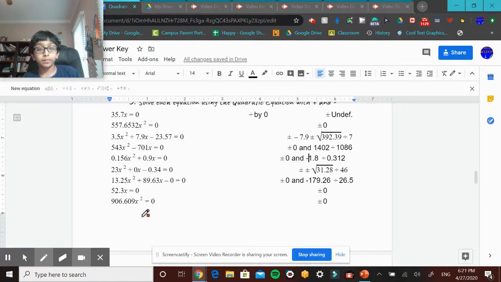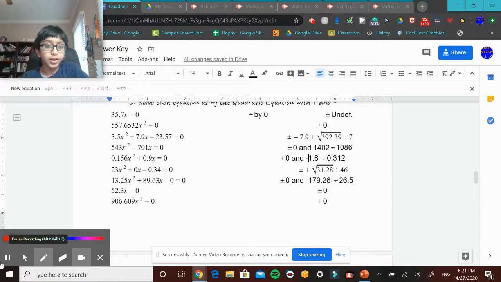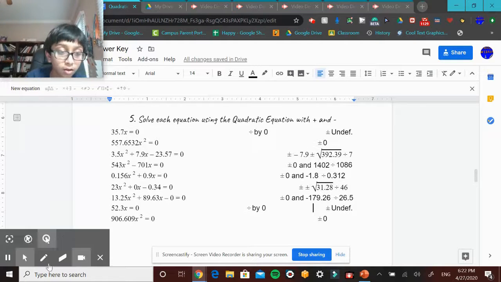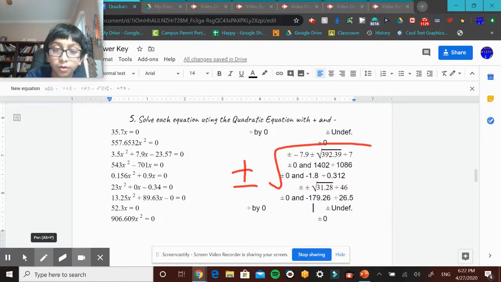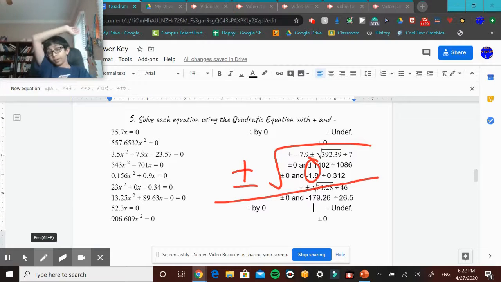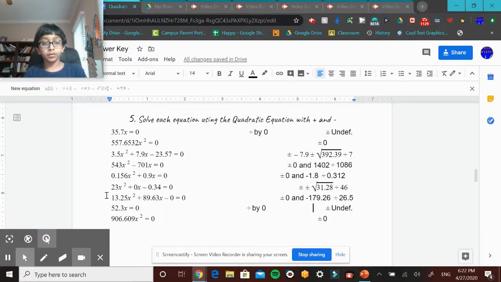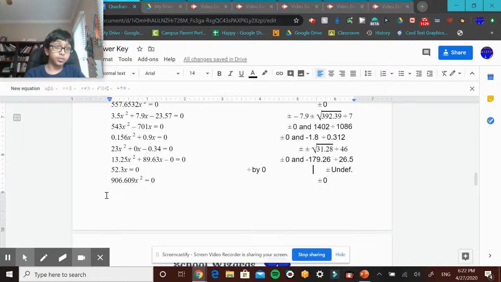This one, oh no, did I do it wrong? I think I forgot to divide by 0. Yes, I forgot to divide by 0. A is 0. Okay, I'll fix it. Okay, I fixed the previous problem. Moving on. In this problem, b is 0. So we have plus or minus the square root of b squared, which is 0, minus 4 times a times c, which is 0. So I have the square root of 0 divided by 2a, but we already know that our answer is 0.